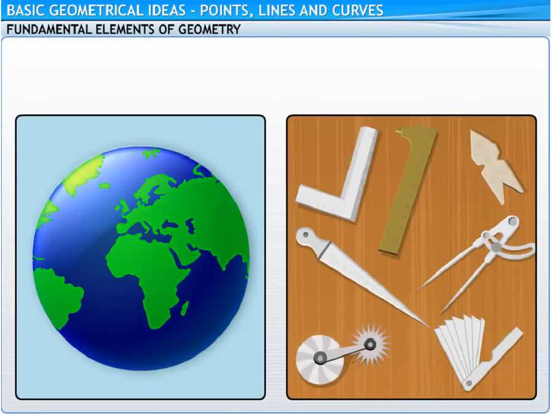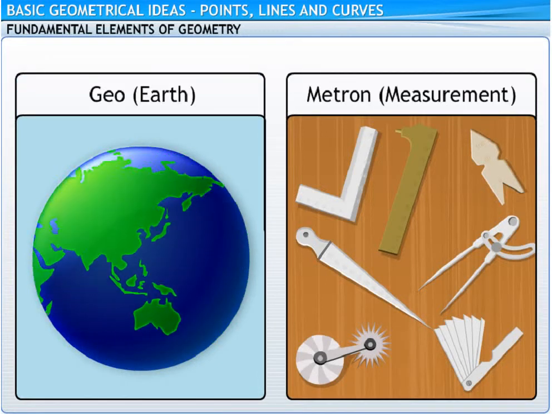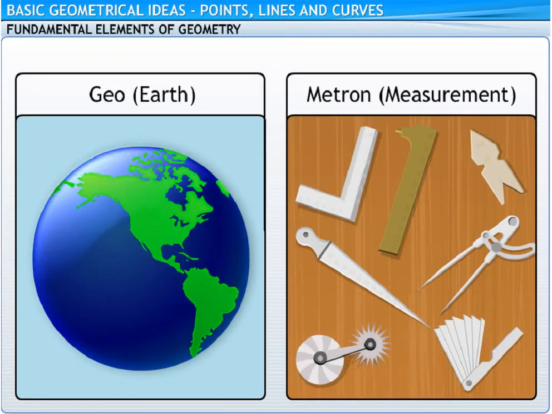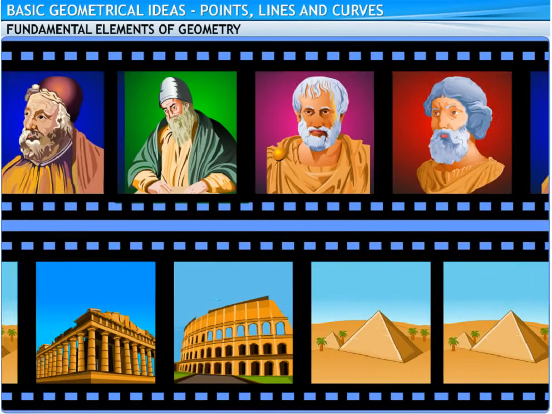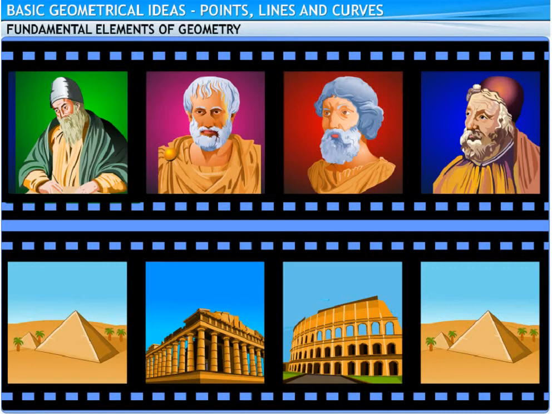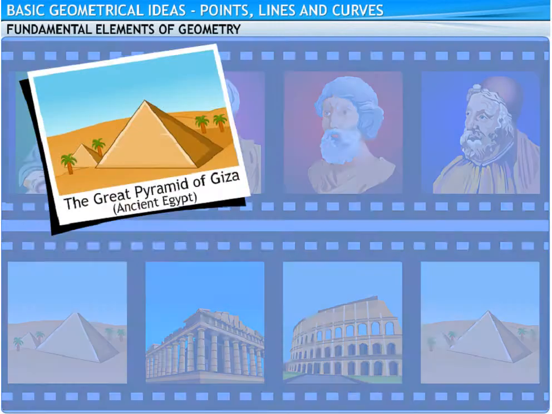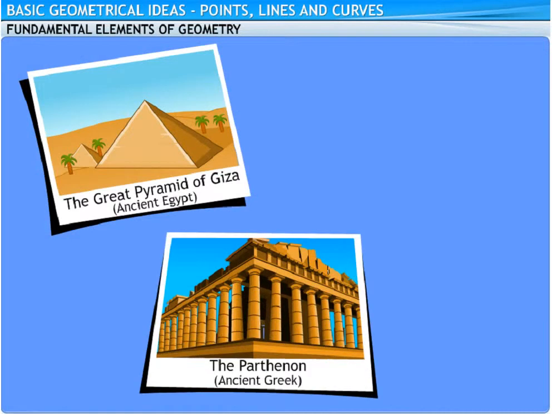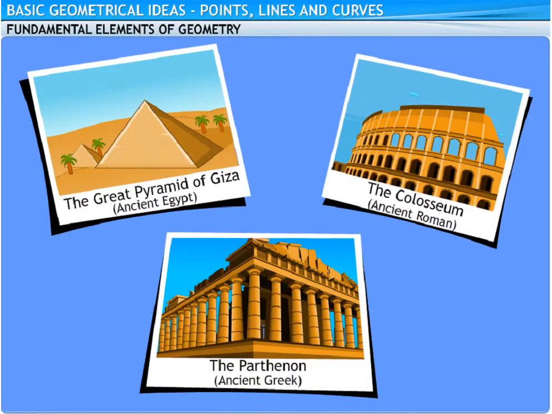The term geometry is derived from the Greek word geometron, which means Earth's measurement. Geometry is the most practical branch of mathematics. Some of its basic ideas took root during ancient times. Ancient civilizations like the Egyptians, Greeks, and Romans used geometry to build great cities and magnificent monuments. The proof can be seen in ancient monuments like the Great Pyramid of Giza, the Parthenon, and the Colosseum.